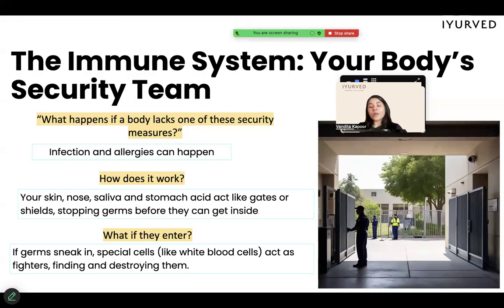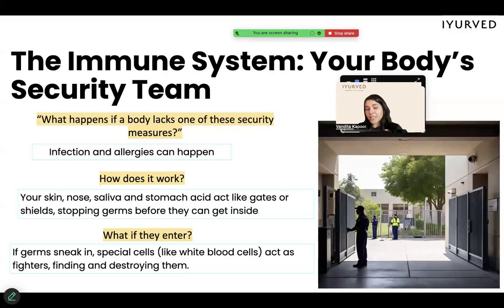But what if they enter? What if somehow your first level of shield, somehow the bacteria were able to break that shield and enter your body? Then what happens? Then how does the immune system work? Then that is called the second level of protection.